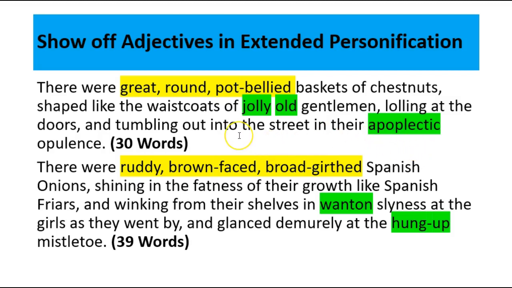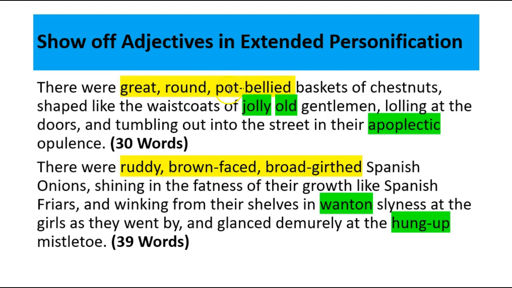Okay, I've had a few comments on my channel about double adjectives, and I know this is a technique that Mr. Bruff recommends in his guide, but Dickens goes a step further. He says, why stop at 2? Great, round, pot-bellied, ruddy, brown-faced, broad-girthed. Let's have 3 adjectives, and notice how he puts them together in these compound words with the hyphen. That's a trick that Shakespeare does. And Dickens says, well, if it's good enough for Shakespeare, it's damn well good enough for me.